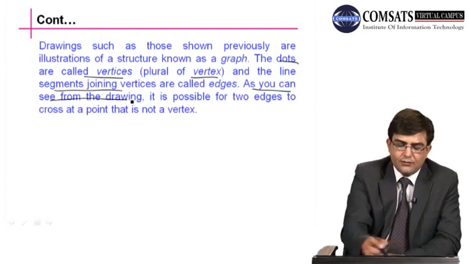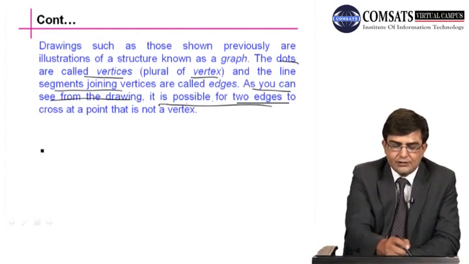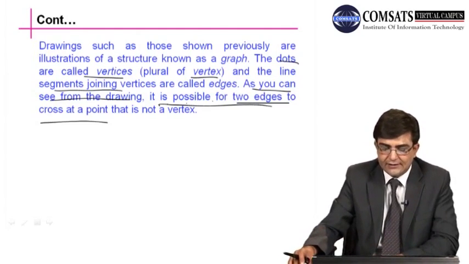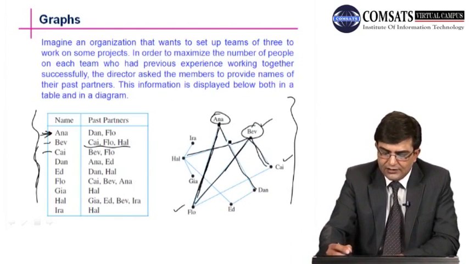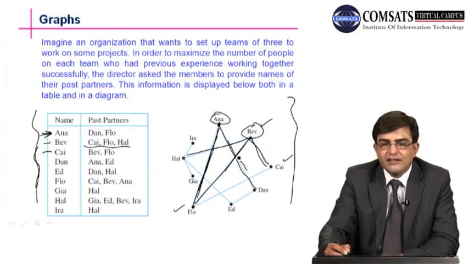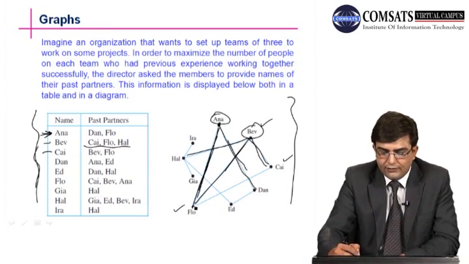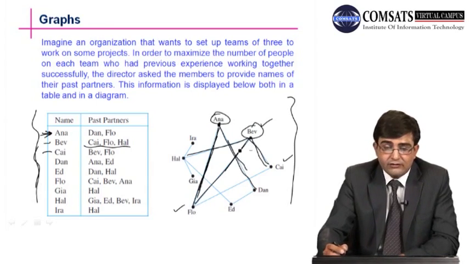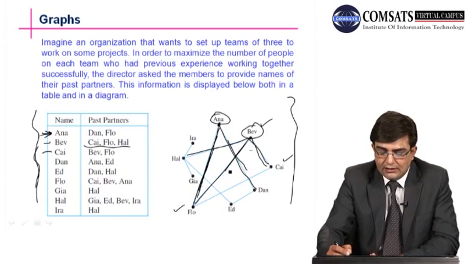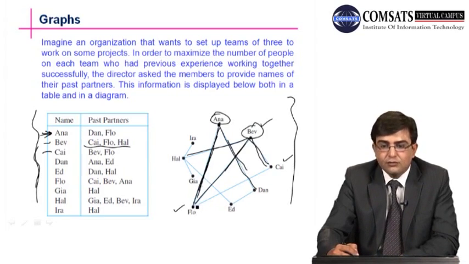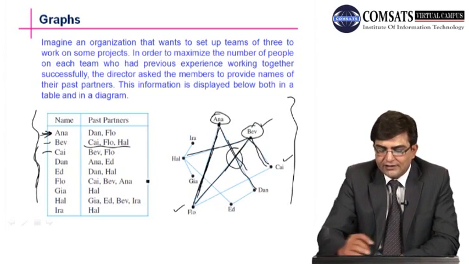As you can see from the drawing, it is possible for two edges to cross at a point that is not a vertex. That is, here two edges are crossing each other where we don't have any vertex. This crossing is allowed, but it doesn't mean that they are intersecting or that there is some additional information here. The information is only on the vertices and on the edges which join vertices. This means that Bev is connected to Flu. There is no other meaning of this intersection.